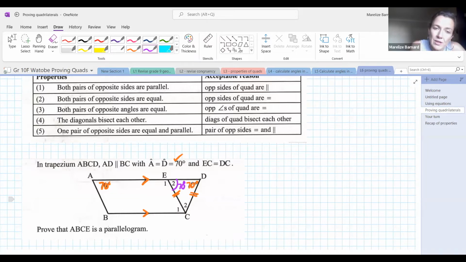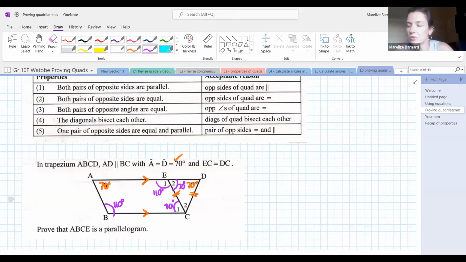Then I'm going to go next to it, E1. I can figure out what E1 is. That's 110, angles on a straight line. Okay, so what other information do I have? I have those parallel lines. So what can I do with that information? Well, I can say that this is 70 because of co-interior angles. And then lastly, I can go to B and say this is 110 because of co-interior angles.